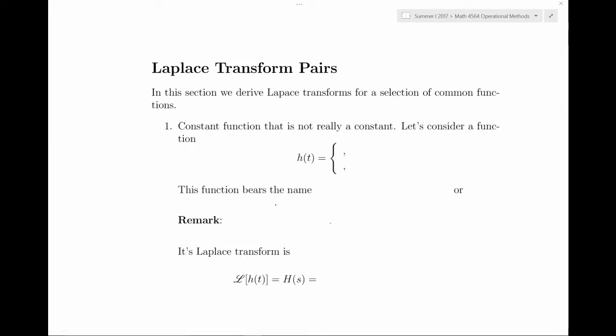Hello and welcome to the next lecture about the Laplace transform. Today we're looking at some useful formulas that will help us to compute Laplace transforms a lot faster than just computing the integral.